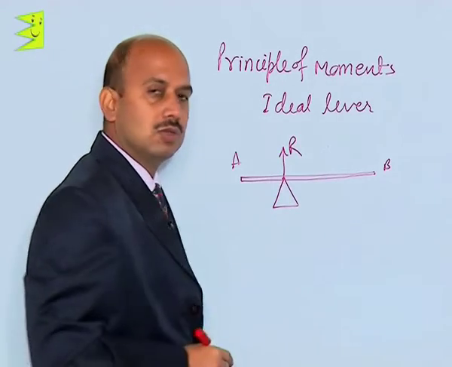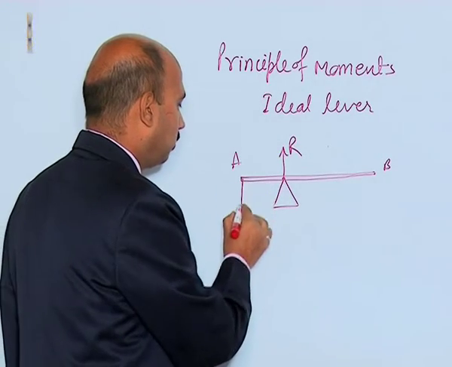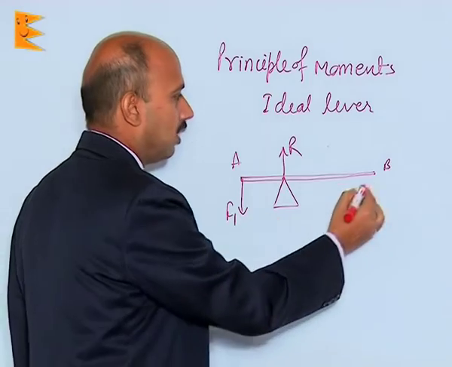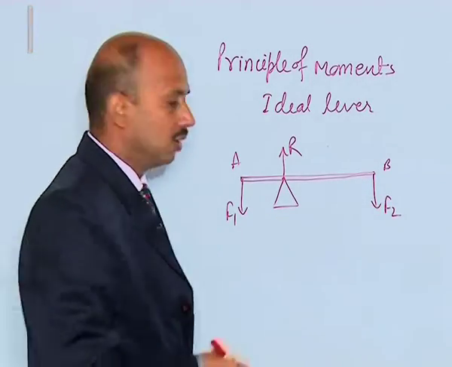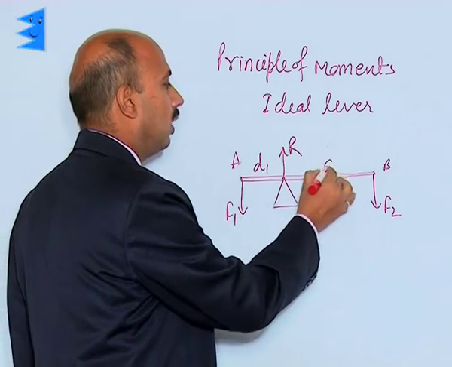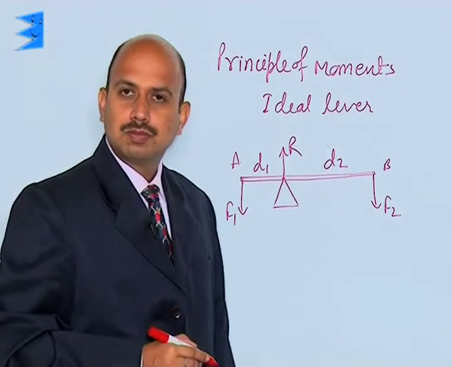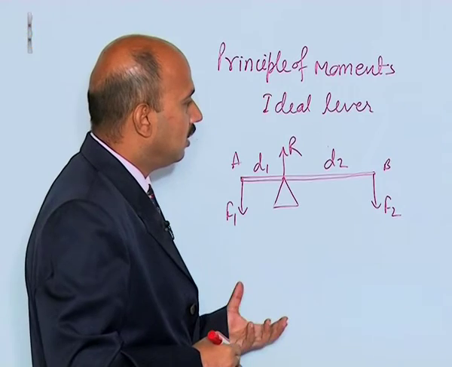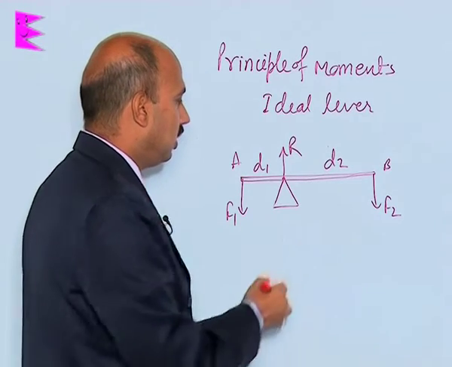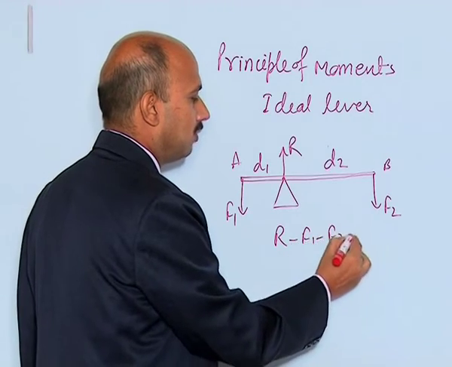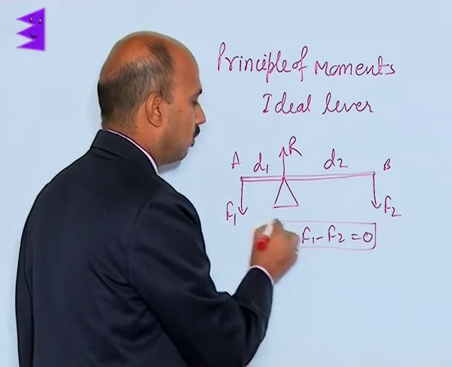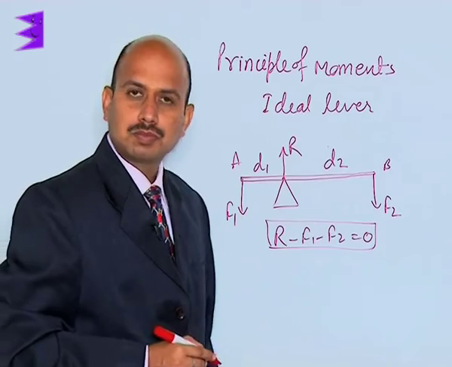Here the reaction R is acting to this side. One force F1 is acting to this side and F2 is also acting to this side. This distance is D1 and this distance is D2. For the translational equilibrium we can get R minus F1 minus F2 is equal to 0. This is for the translational equilibrium.